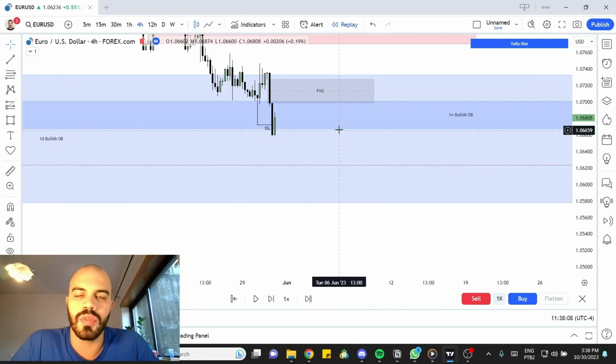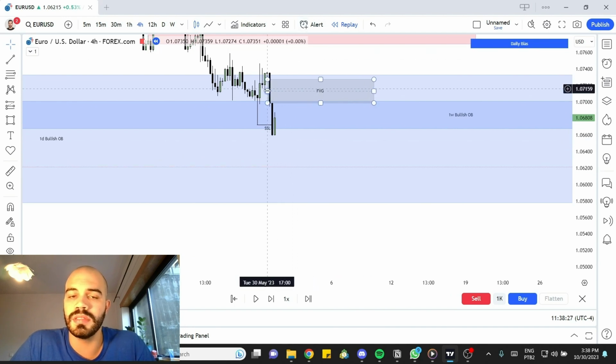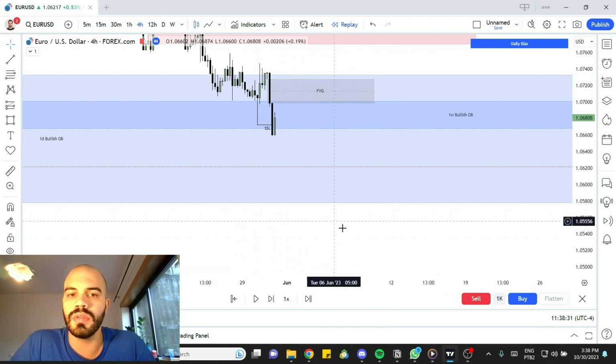But if it wasn't for the higher time frames, this would be looking like a good sell. But since I know that the overall higher time frame narrative is bullish on this area, I have to take into consideration that this fair value gap right here is very likely to be displaced. It's very likely to not be respected because of the overall narrative.